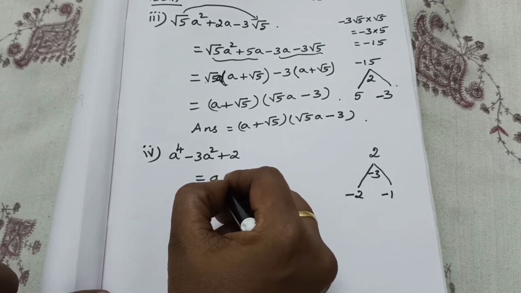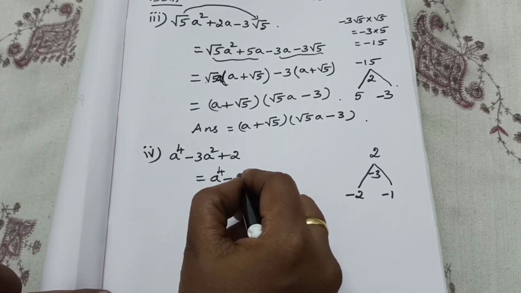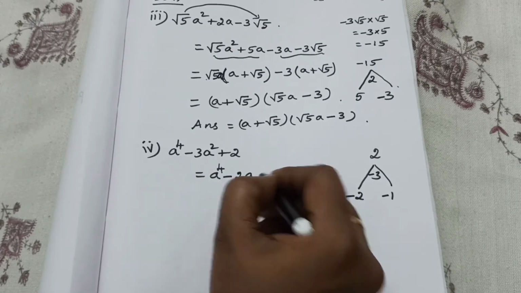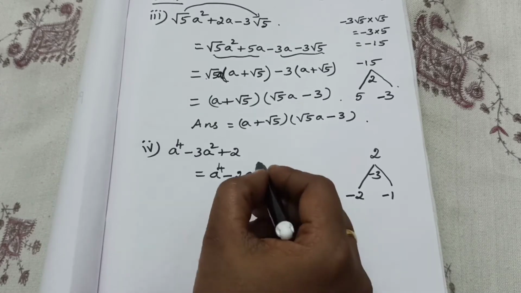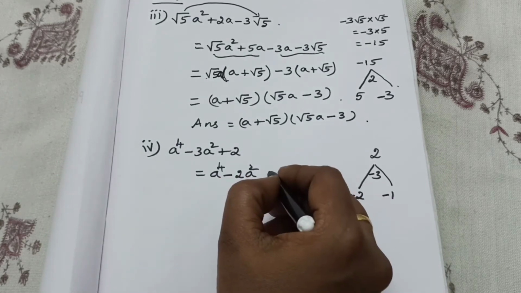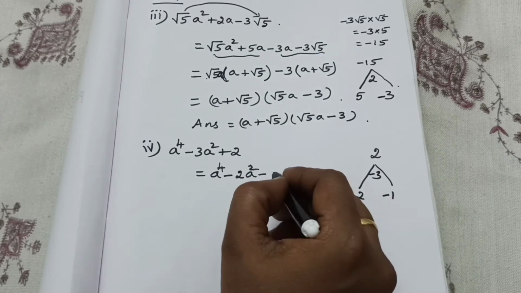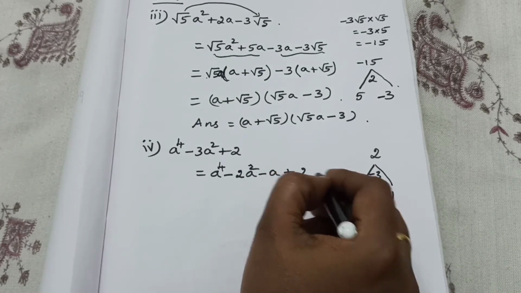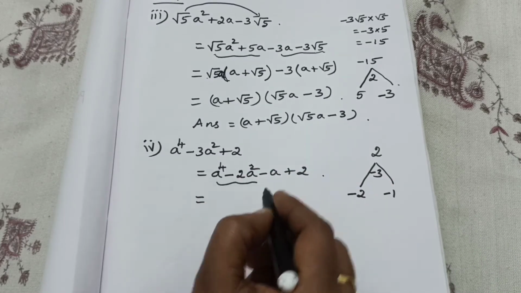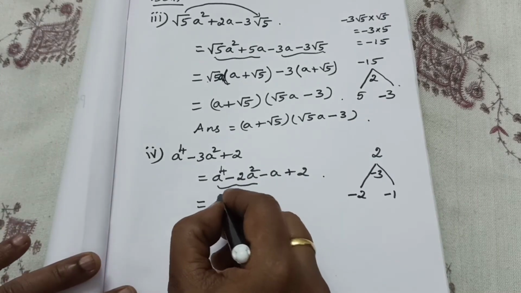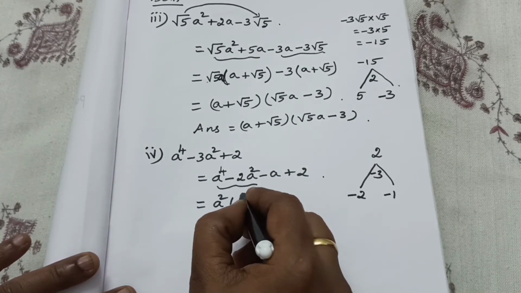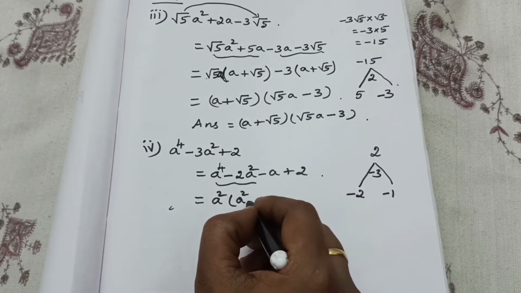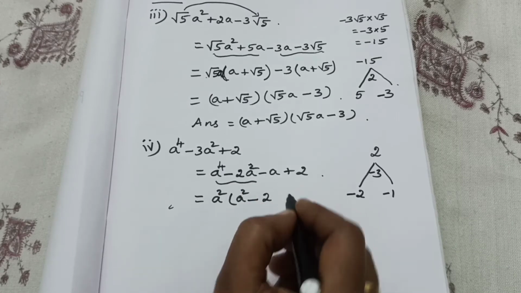Then a power 4, then minus 2. Not a here, here a square is there, so we have to write a square. The middle term is a square, so we have to write minus 2a square, then minus 1a square, 1a square means a square. Then plus 2. First two terms you should take, which is common? A square is common, isn't it? A square common, remaining a square minus 2 is there. Minus a square we took outside, then remaining 2 is there.